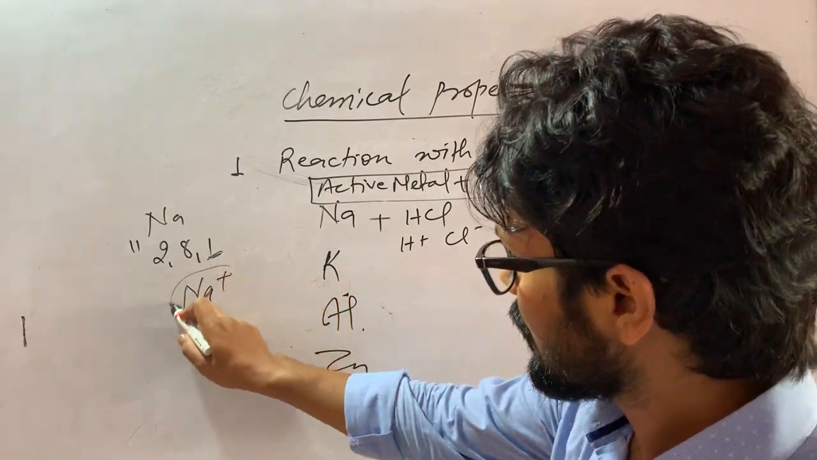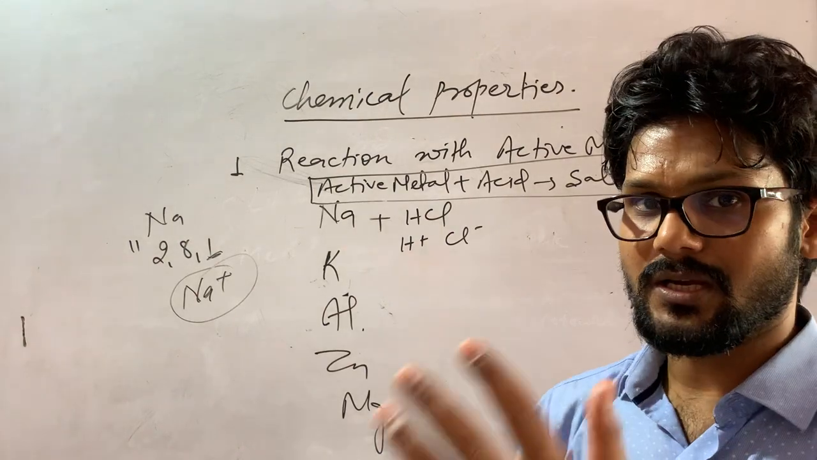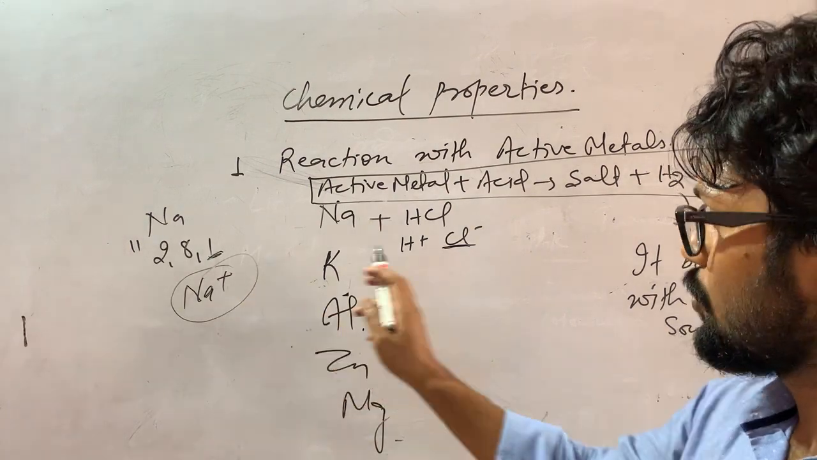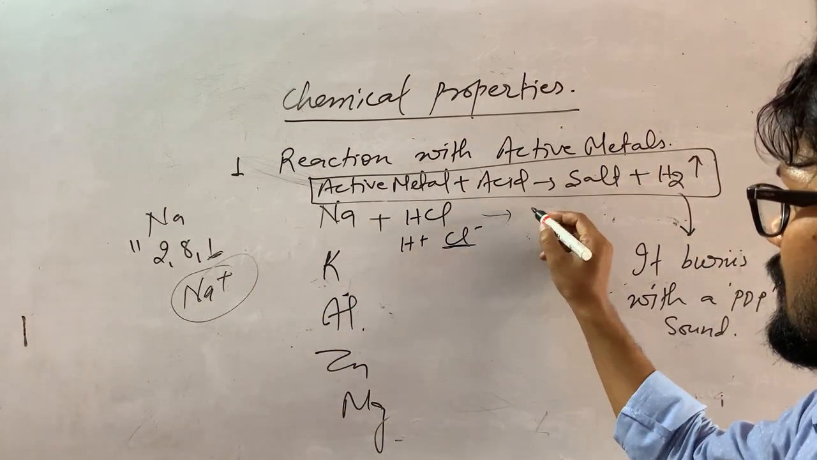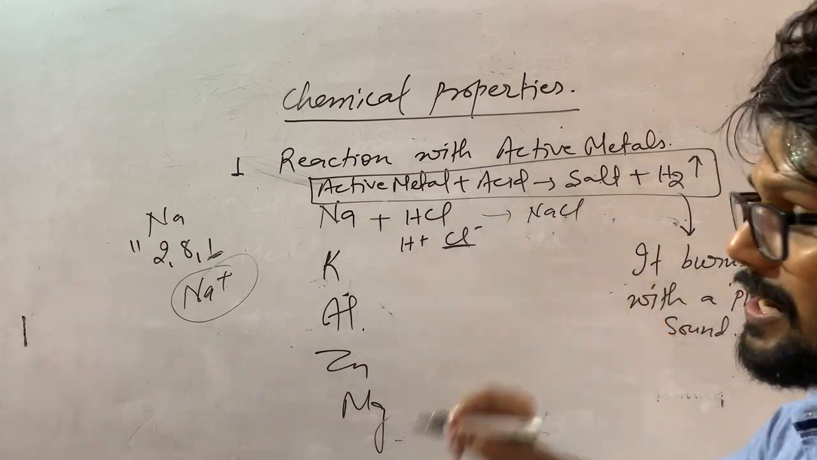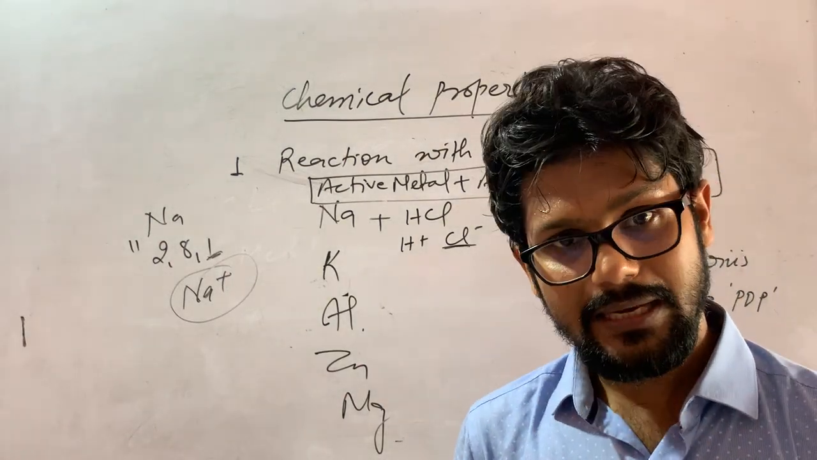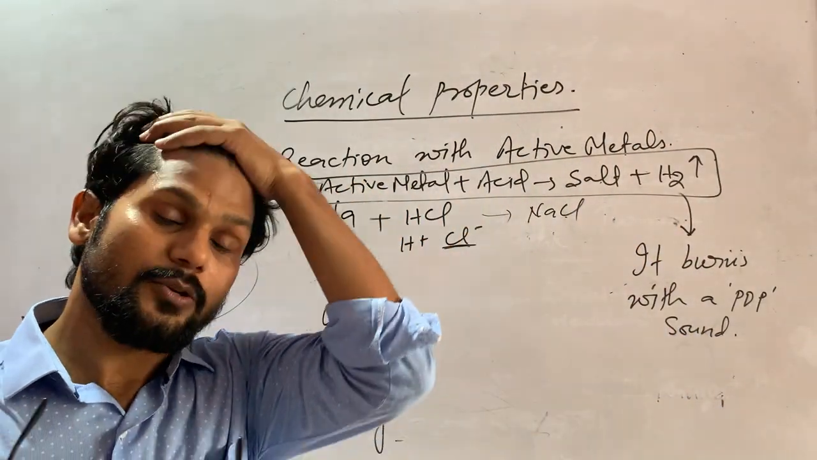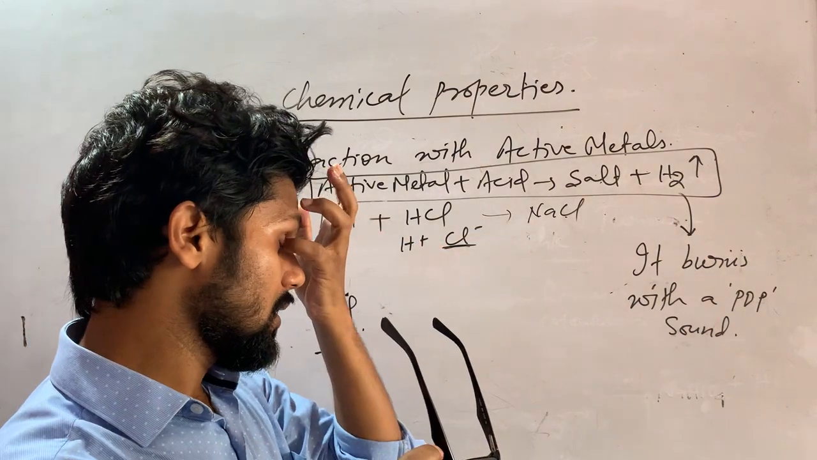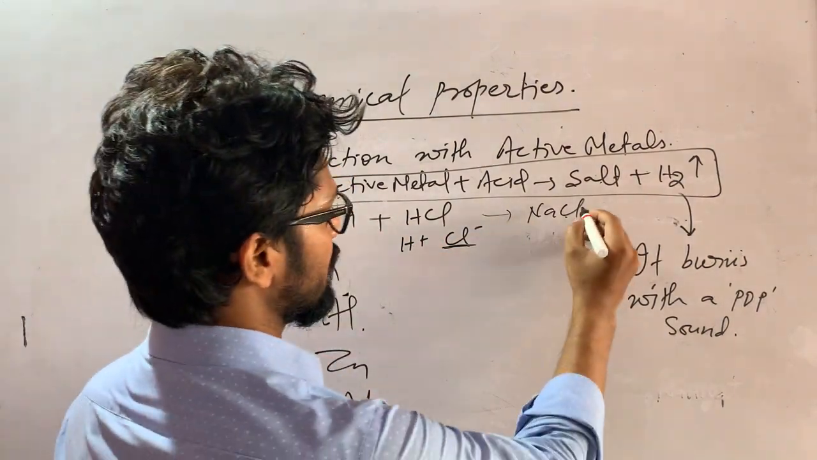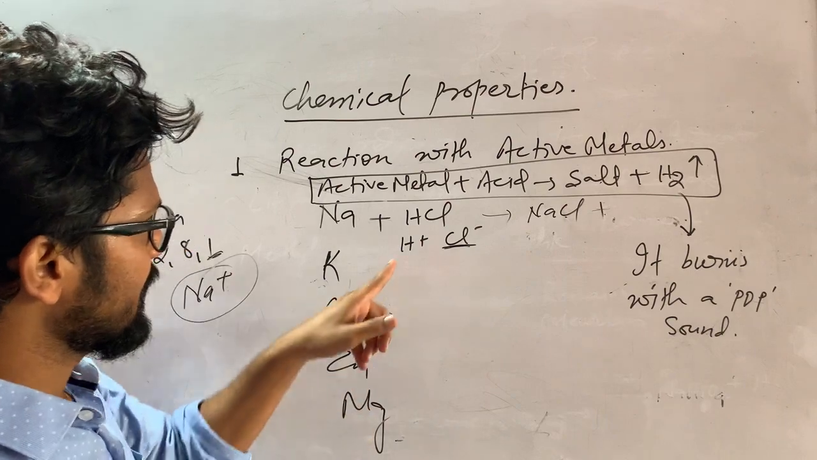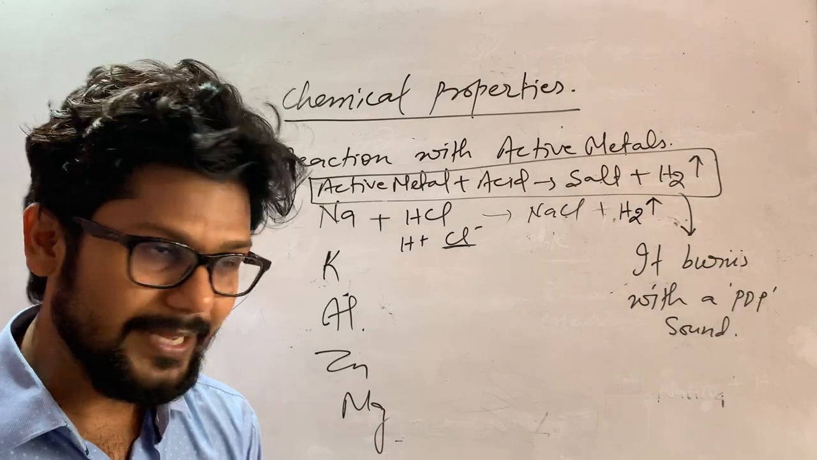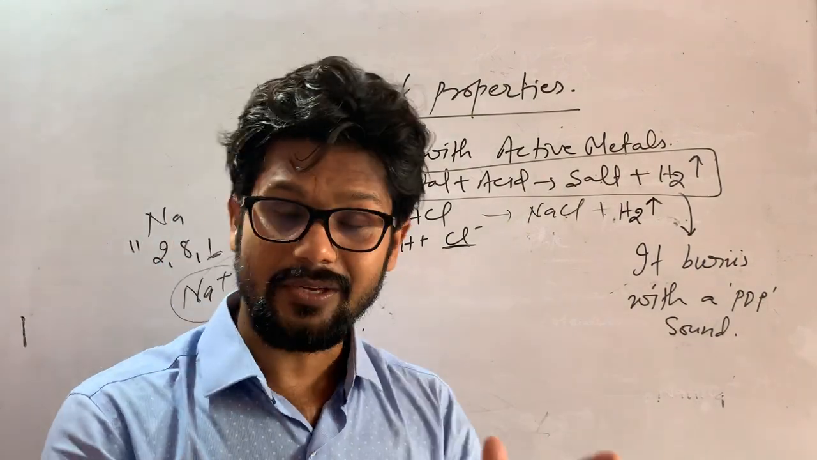So the positive of the metal will go with the negative of the second reactant. Now you can see that both are monovalent, so the product will be NaCl. It is called salt because it doesn't contain any more hydrogen atoms or hydroxyl ions. That's why it is called normal salt. The side product will be H plus, which will go in the form of hydrogen gas. Now you have to balance the reaction if required.